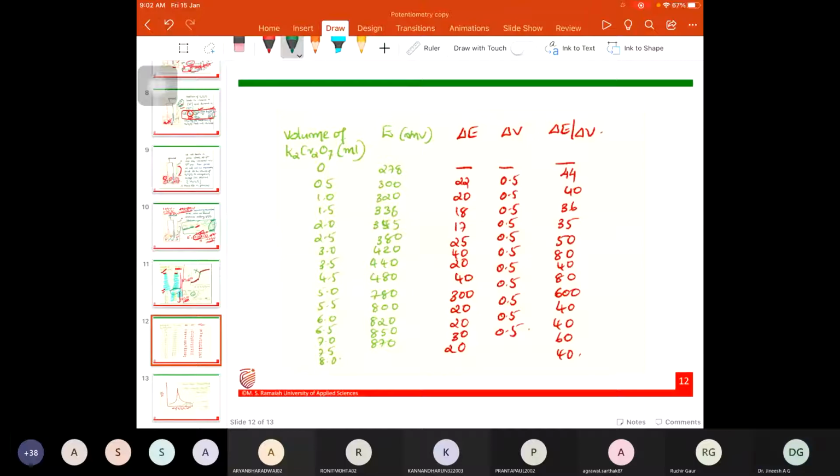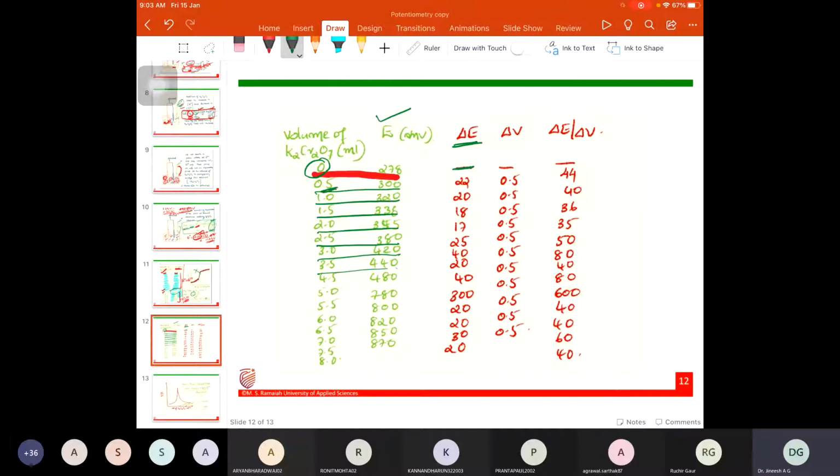We know at each volume of potassium dichromate addition, what the E value is, right? What I'm going to do now is take the derivative of this E value. How to take the derivative, I will explain now. We are going to calculate delta E value. Delta E means change in potential. How to find the change in potential? For 0 ml of potassium dichromate addition, I will not write any delta E value. Why, I will explain later.